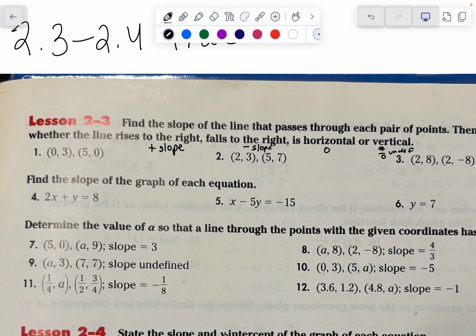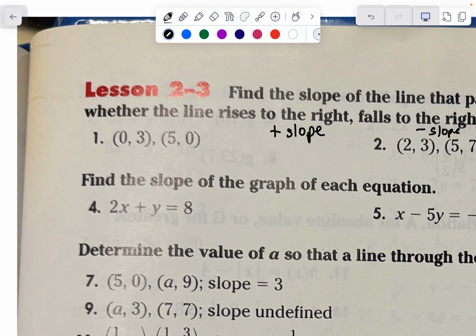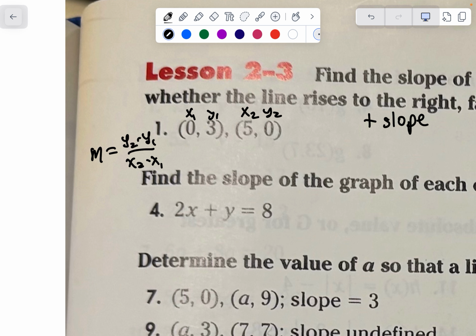Okay? So let's do number 1. So for 1, 2, and 3, you're going to use the slope formula, y2 minus y1 over x2 minus x1. Okay? So they've given you 2 points. I would label them x1, y1, x2, y2. Okay? So just label them. And then we're going to take those points and we are going to plop them into the formula. So our y2 is 0. Our y1 is 3. So it's 0 minus 3. We're always subtracting that second one, so be very mindful of that. And then our x2 minus x1 would be 5 minus 0.